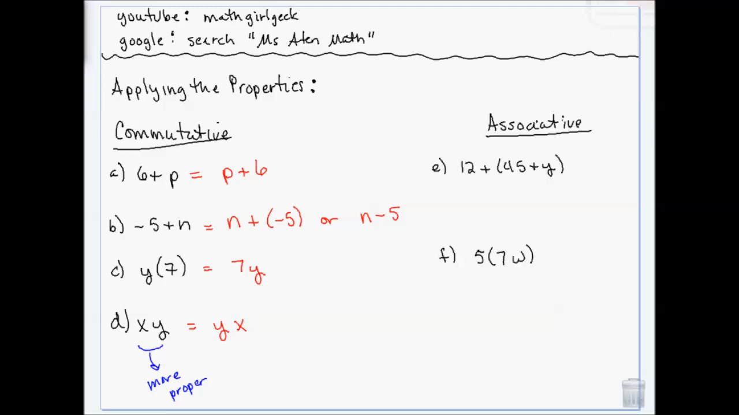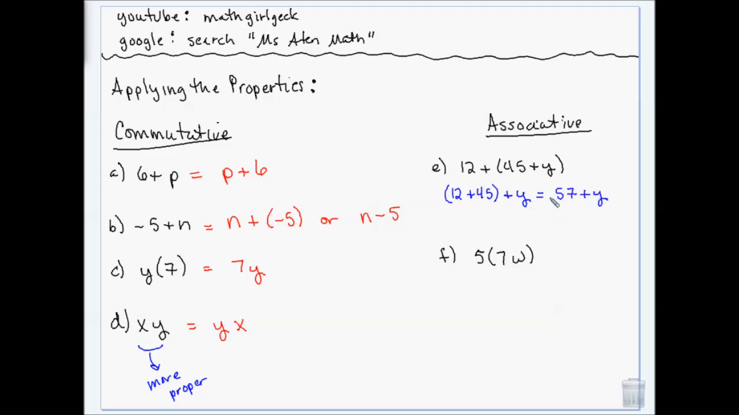Applying the associative property, the purpose of this, 12 plus 45 plus y. Well, I don't know what 45 plus y is because I don't know what y is, and I can't tell you what that is. It doesn't make any sense. So what I can do is I can change the grouping to do 12 plus 45 and then plus y. And I can tell you that 12 plus 45 is 57.